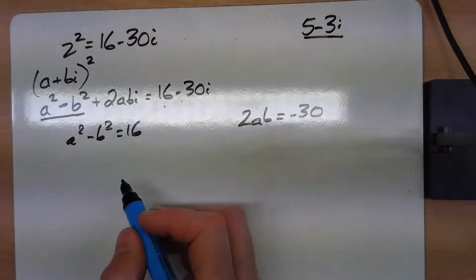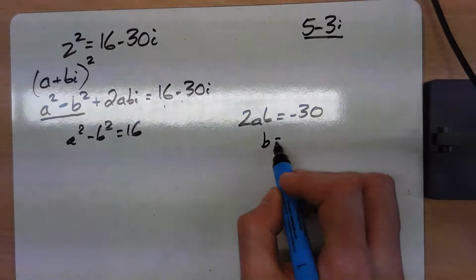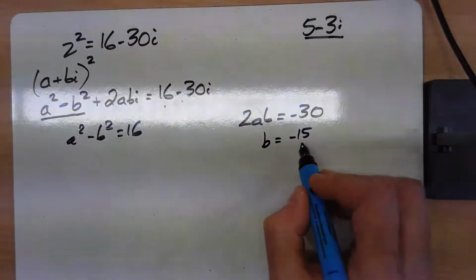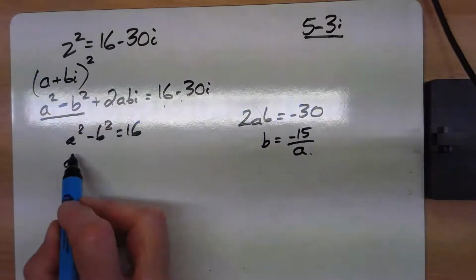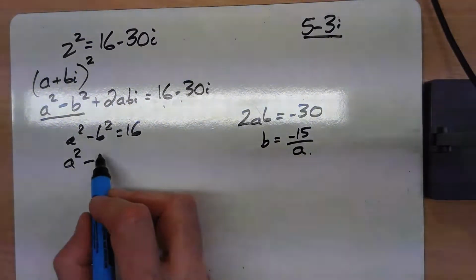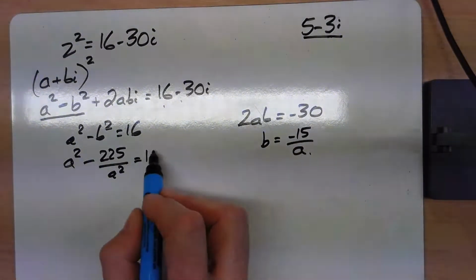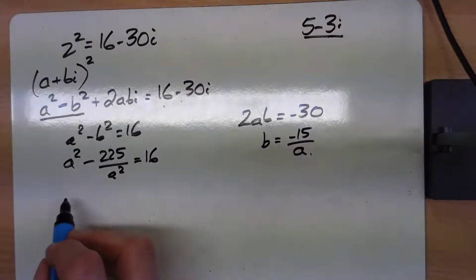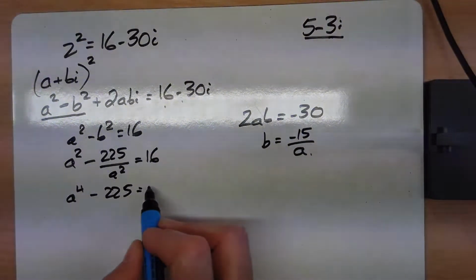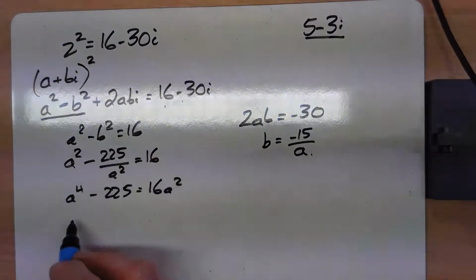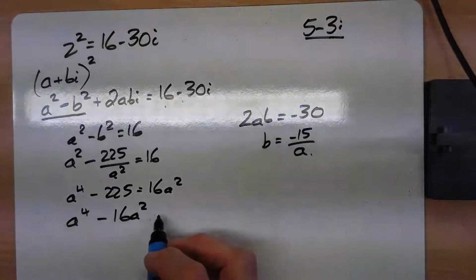We've got simultaneous equations here to solve. What we're going to do is rearrange this one to get b on its own. Let's divide by 2 and divide by a. And now we're going to substitute that in there. So when I square that, 15 squared is 225 over a squared equals 16. And let's get rid of that a squared on the bottom. And what we're turning this into is what we say is a quadratic in disguise. We can solve this in our normal quadratic ways.